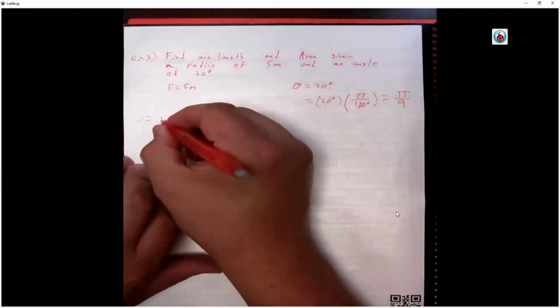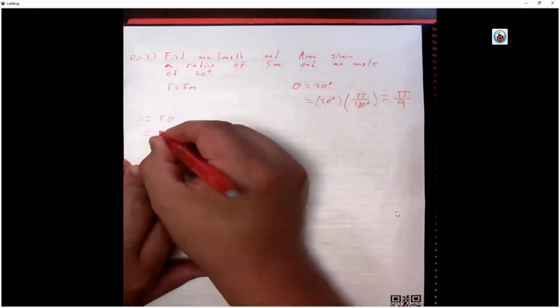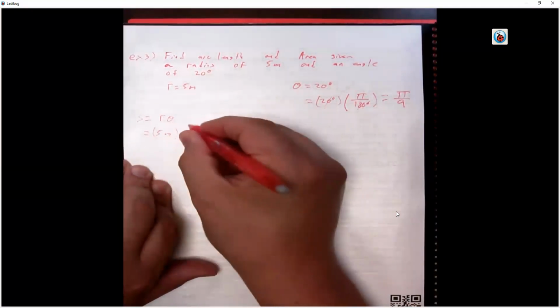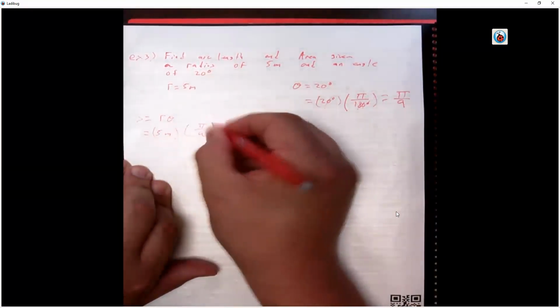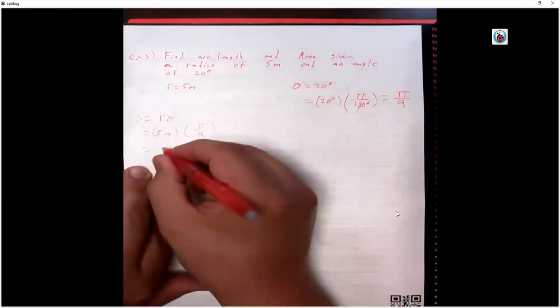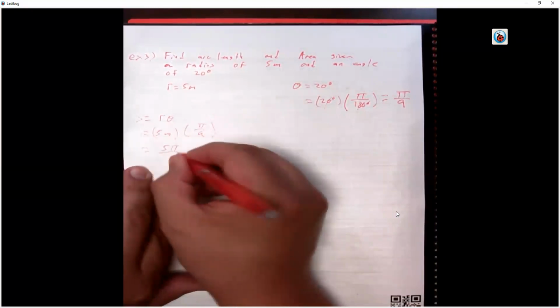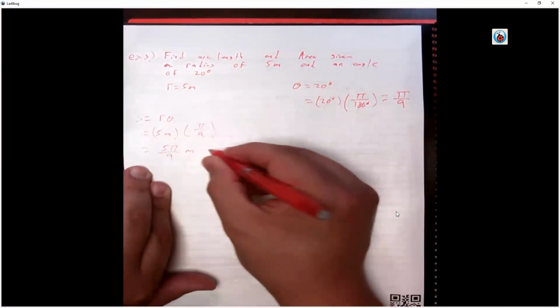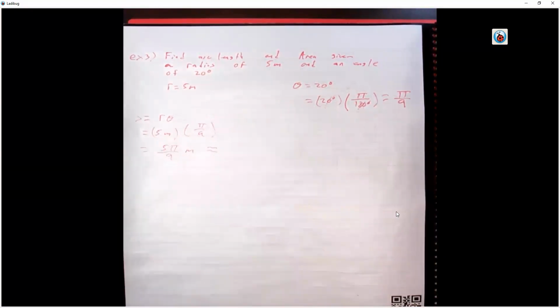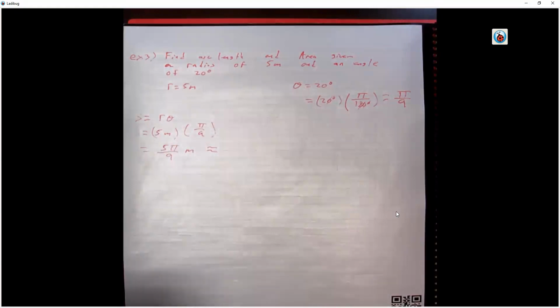S would be equal to r theta. That'll be 5 meters times pi over 9. That gives us 5 pi over 9 meters. If you want an approximation, you need a calculator.